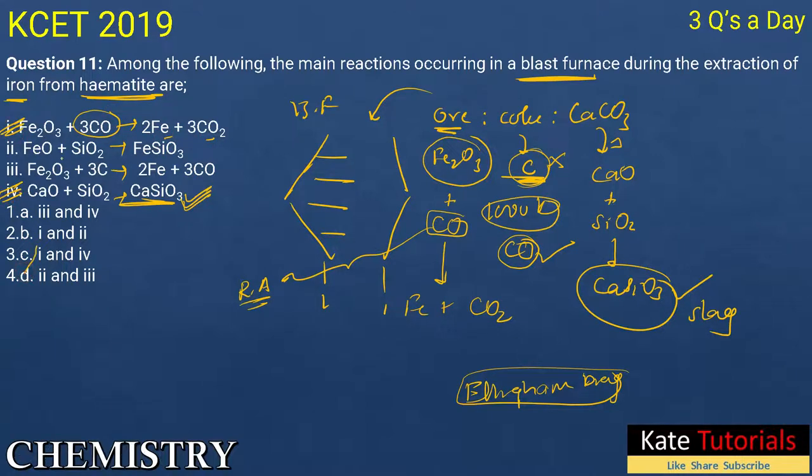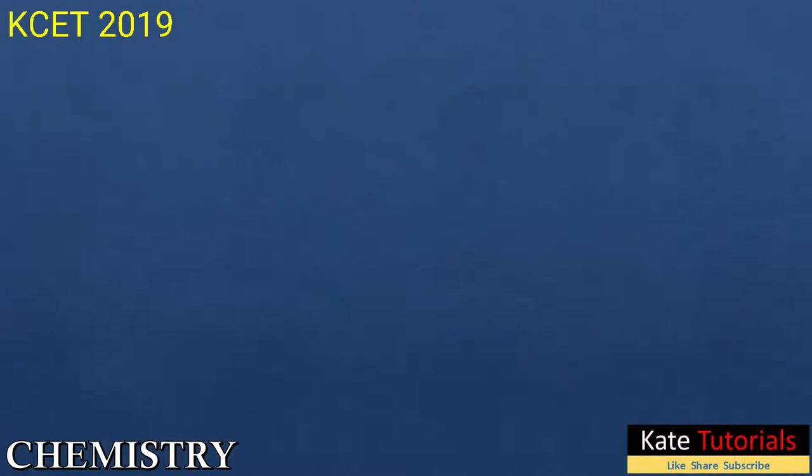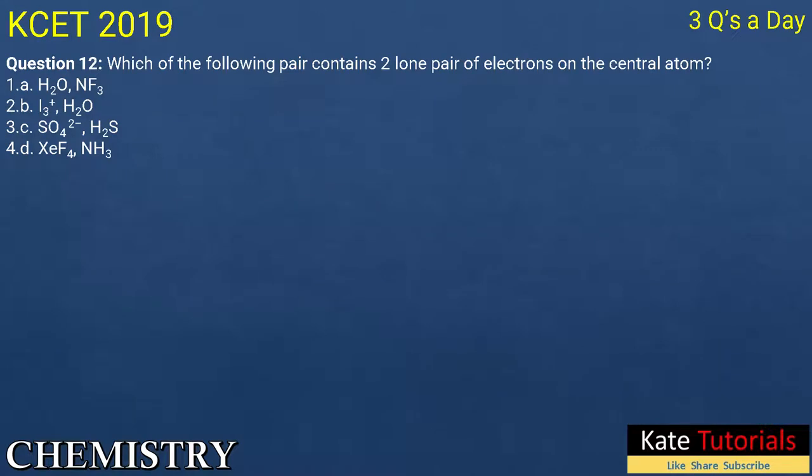This FeO plus SiO2 giving FeSiO3, this reaction doesn't take place here. Carbon can't act as a reducing agent at the given temperature in the blast furnace, so this reaction also doesn't happen. So 1 and 4 are the correct options. 1 and 4 means option number 3, or option C, is the correct answer for the given question 11. Now talking about question number 12.